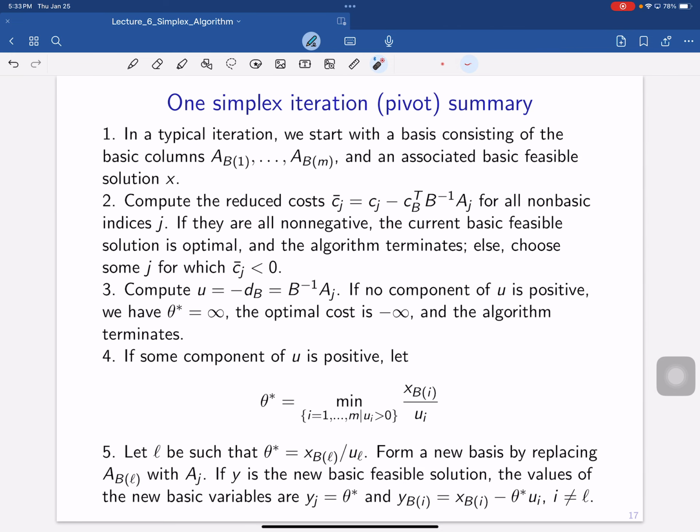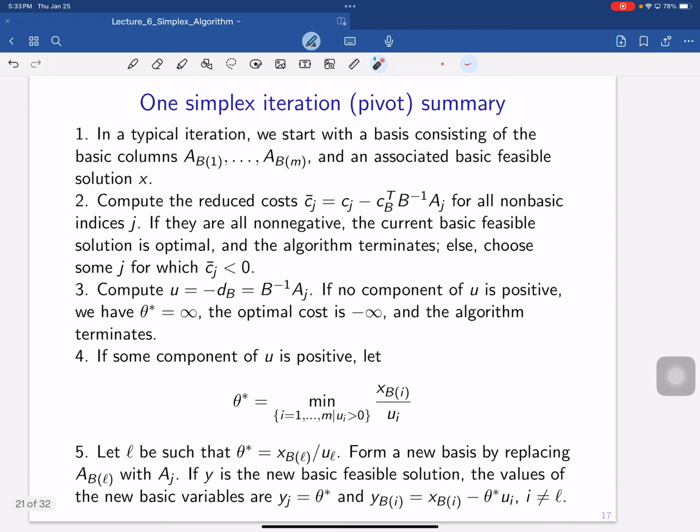So that's just a summary of the simplex method. In summary, you just pick a reduced cost that is negative, then search along that direction to see how far you can go. Then you get the optimal theta star using this formula here. Once you do that, one of the basic variables will leave the basis, and another non-basic variable will enter the basis.